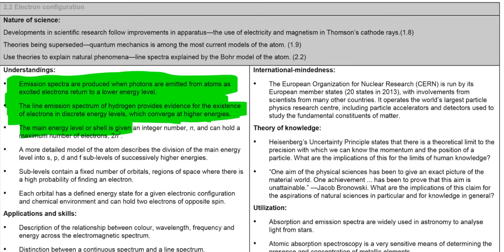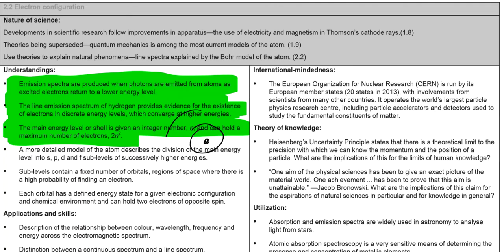The main energy level or shell is an integer number n and can hold a maximum number of 2n squared electrons. So that's just something we need to remember. If you have the nucleus, this is shell 1, this is shell 2, this is shell 3. Shell number 1 can hold 2 times 1 squared, which is just 2. And shell number 2 can hold 8, etc.